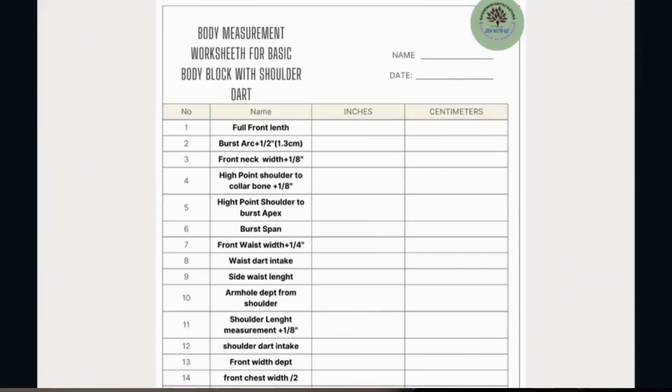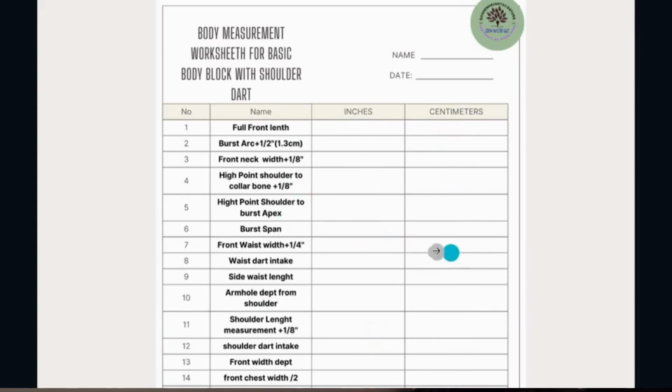Once you have clicked the download link directly below this video, this is what you're going to get in the download. You're going to get a body measurement worksheet for this basic body block with shoulder dart. These are all the measurements you're going to need for this exercise. You can put your measurements in inches, or you can convert them to centimeters. I'm going to be using centimeters. Even though I have my measurements in inches, I've also converted them to centimeters. So once you download, you can go ahead and do the same thing.